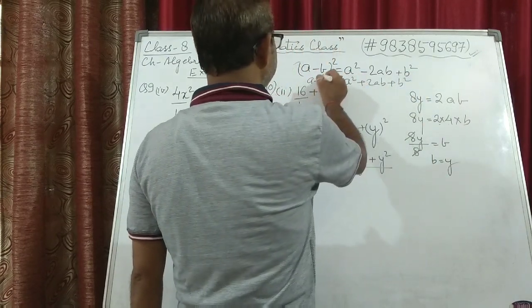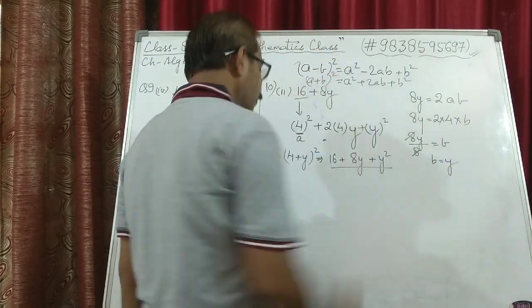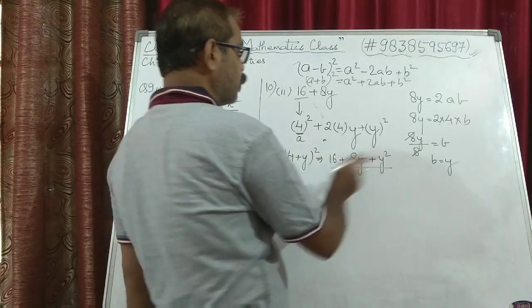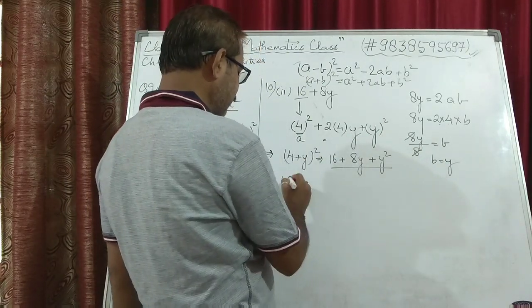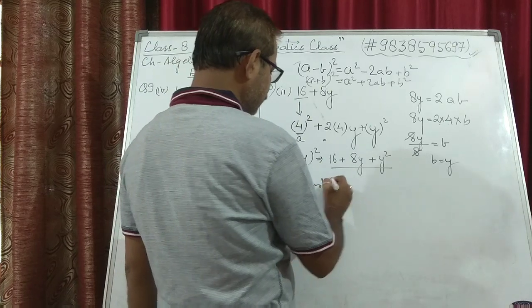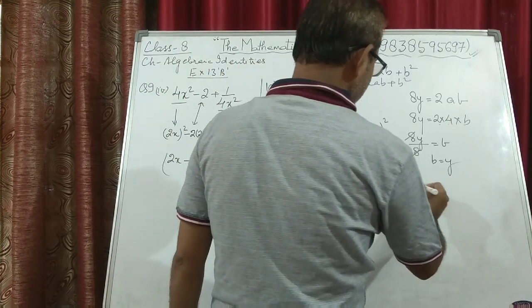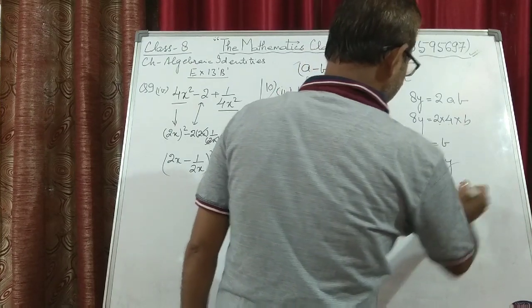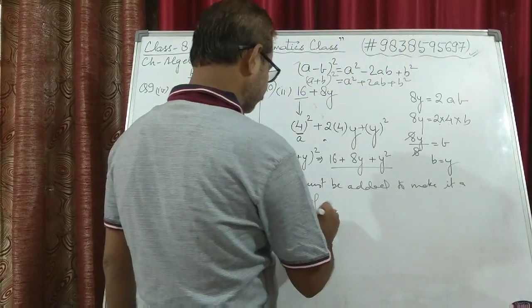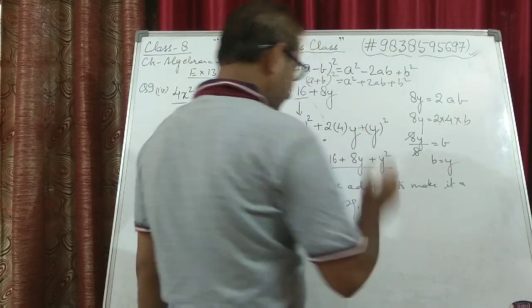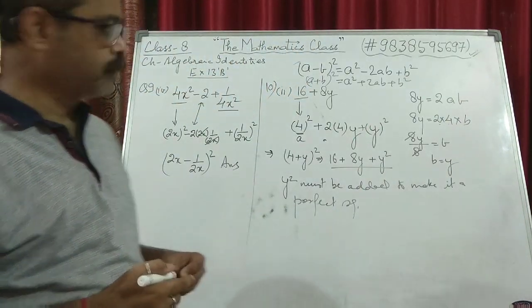This is in the form of (a+b) whole square. So what should be added? You will write y square must be added to the given expression to make it a perfect square. Now one more question I will be taking.